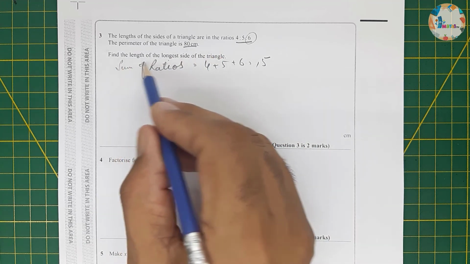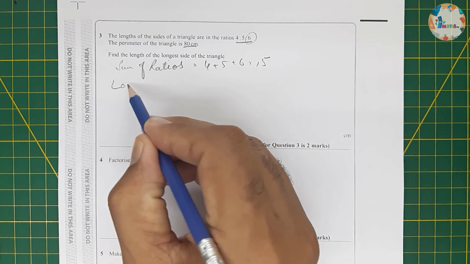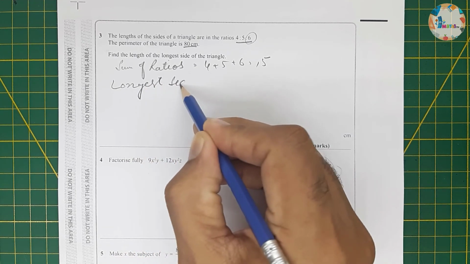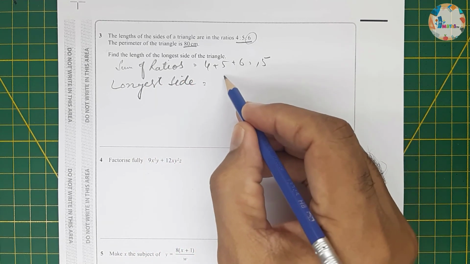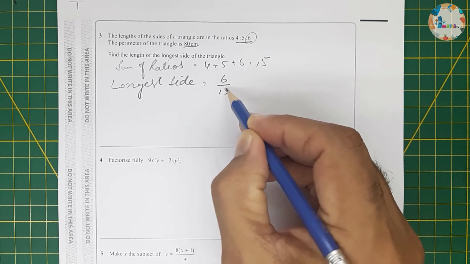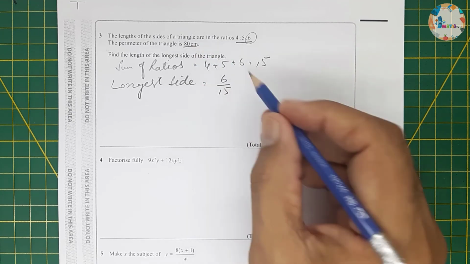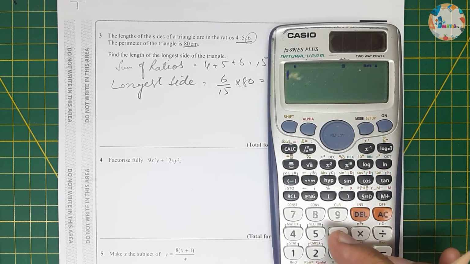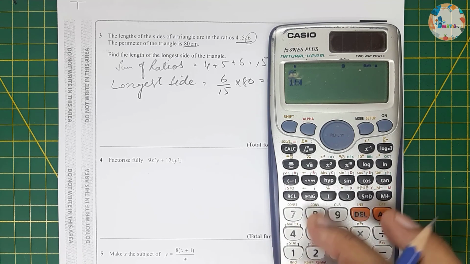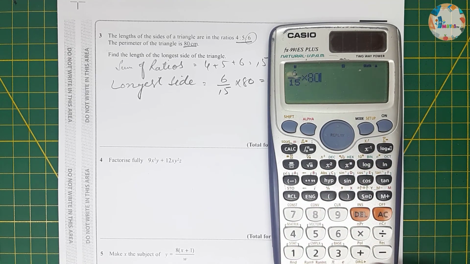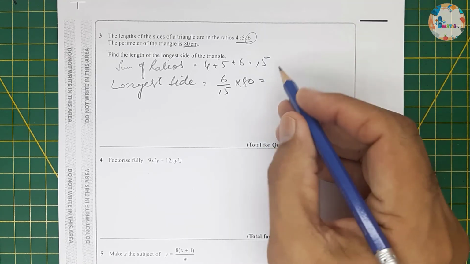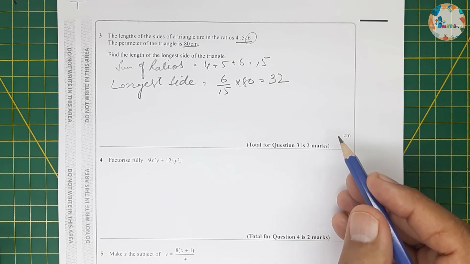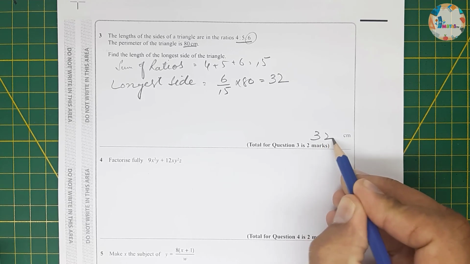So the longest side will be equal to 6 by 15. So 6 out of 15 multiplied by this 80 will be equal to 6 divided by 15 multiplied by 80. This will give us 32. So 32 will be our answer, 32 centimeters.